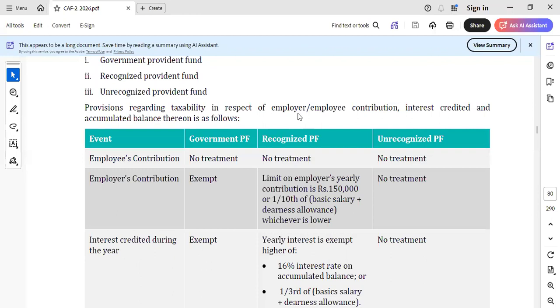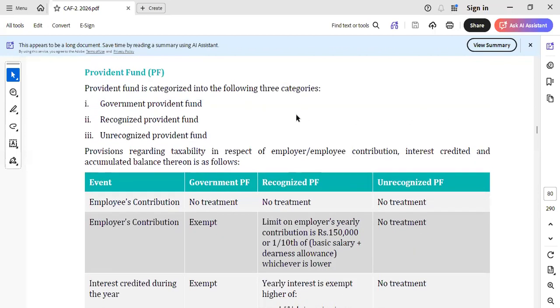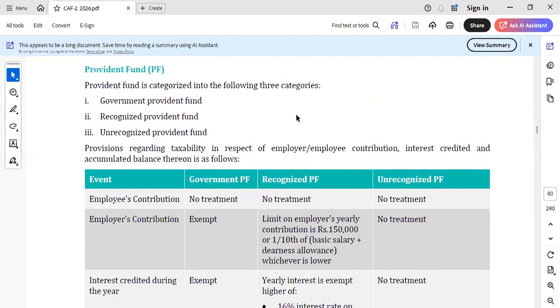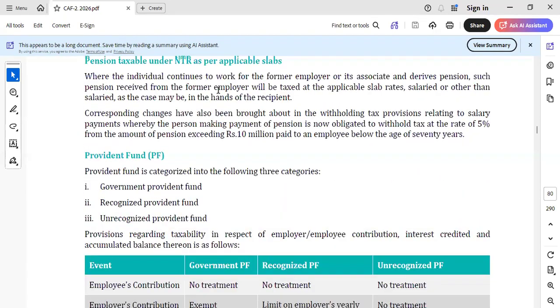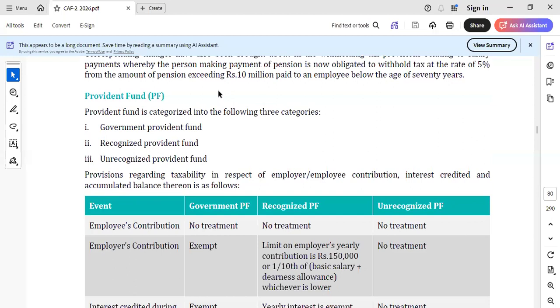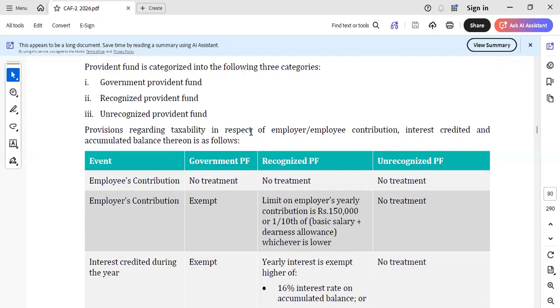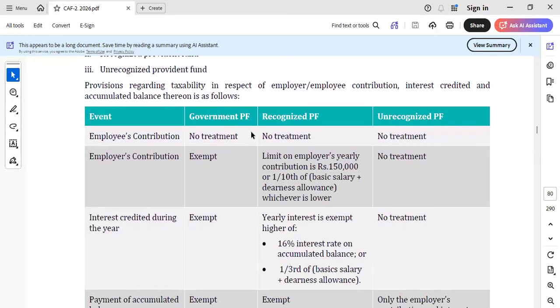Now, the important topic is Provident Fund. So it is important to learn the concept of Provident Fund and how the tax is levied on Provident Fund. The Provident Fund is categorized into three categories: Government Provident Fund, Recognized Provident Fund, and Unrecognized Provident Fund. You can see the table on the screen.